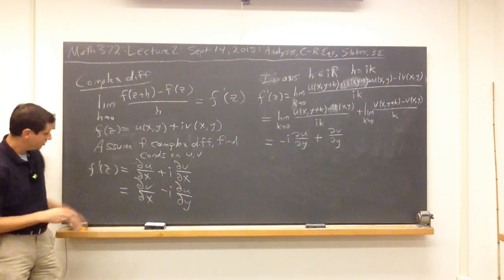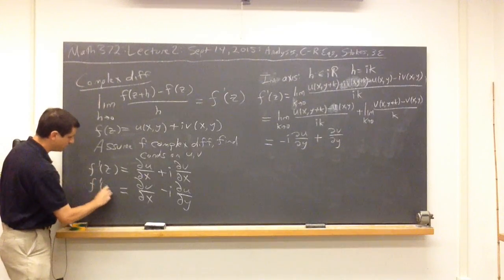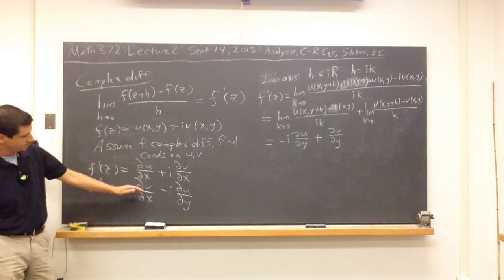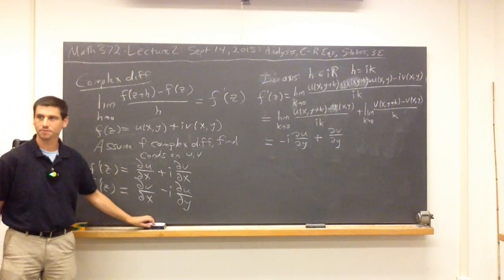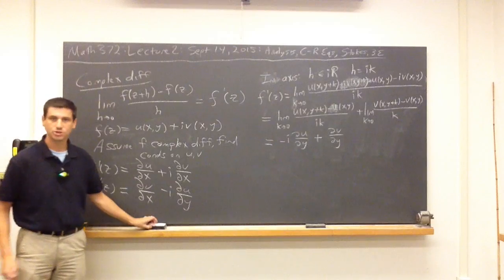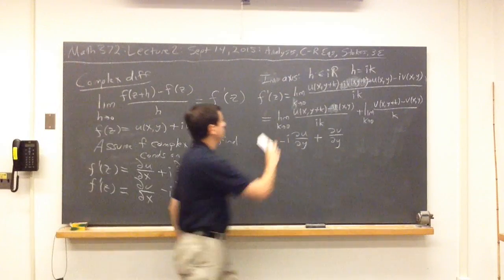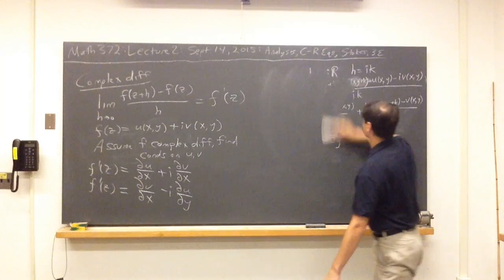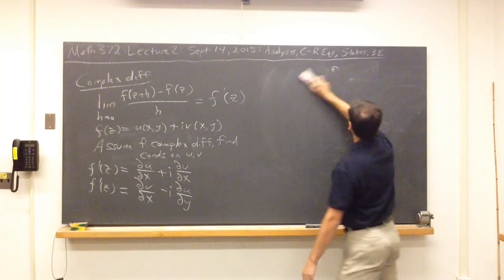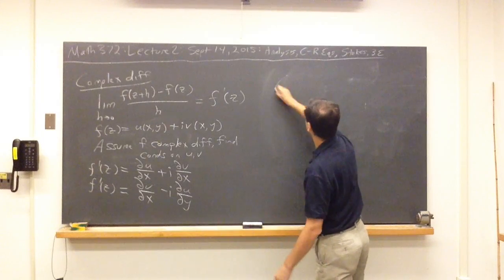Well, if these two expressions are equal, the only way they can be equal is if the real parts are equal and the imaginary parts are equal. So from this, we can immediately deduce the Cauchy-Riemann equations. And so we now find the following.